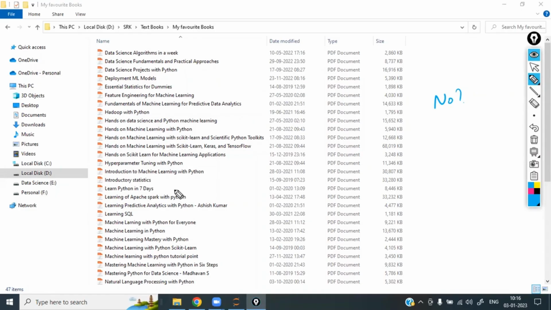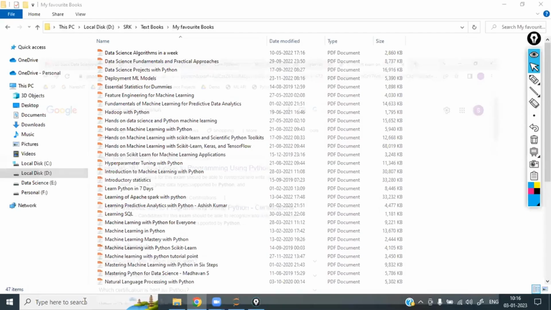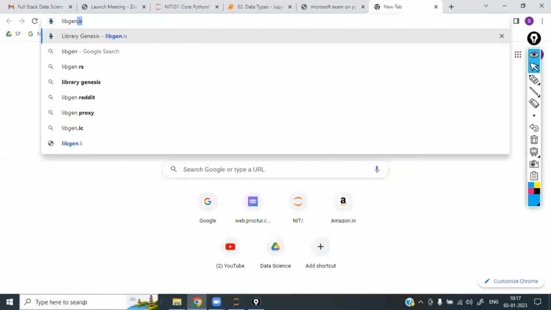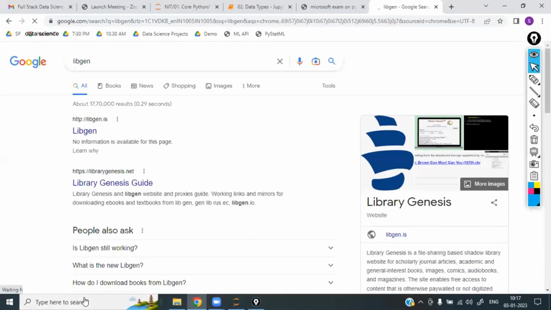In a company, if someone shows you something, don't ask them to share it with us. Ask them how, from where you got this. If you understand the source, tomorrow you can try it that way. Don't ask to share. You are not here for spoon feeding, right? So to get these books, you have to use a website called libgen. Just type libgen in Google and click on the first website you get.